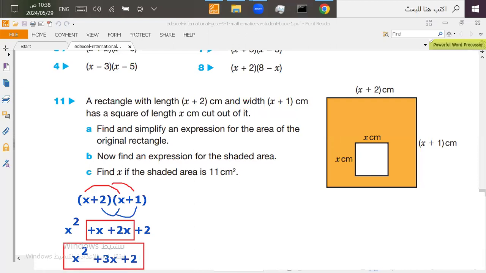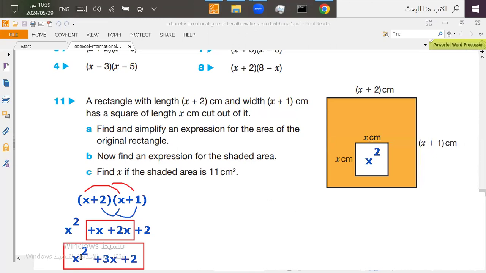Now, the next question says, now find an expression for the shaded area. Find an expression for the area of the original rectangle. We did it. Now find an expression for the shaded area. Now, the shaded area is this one. We have to subtract the area of the square, which is x times x, from the area of the rectangle. So the square is x squared. So the area of the square is x squared, or x power of 2, like this.